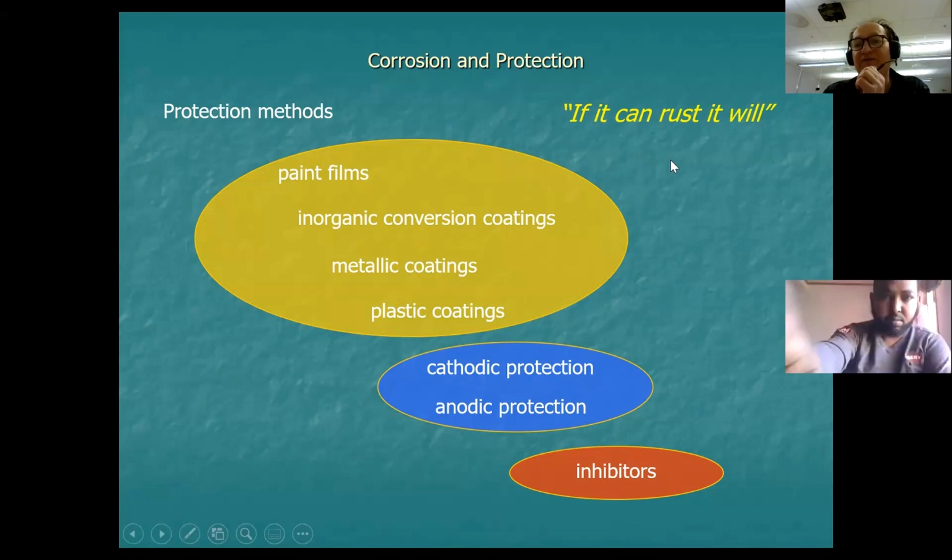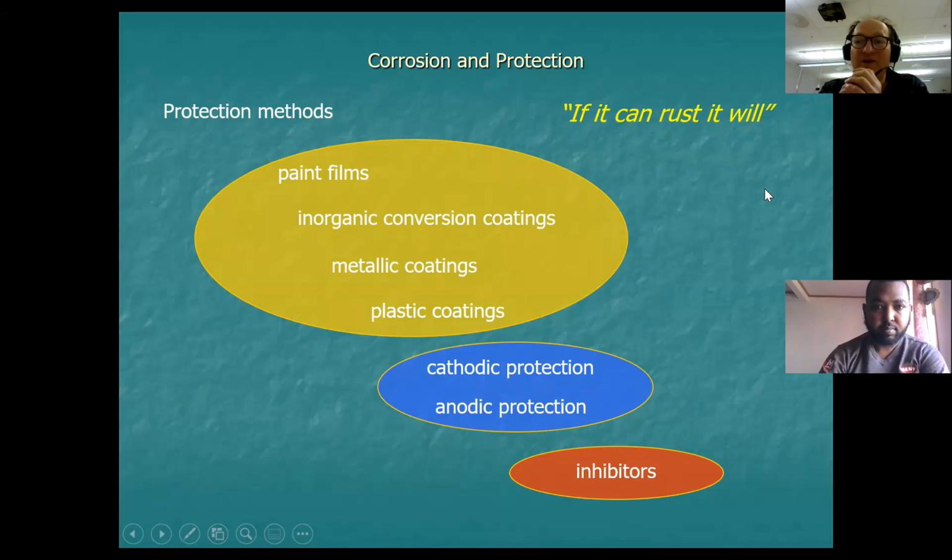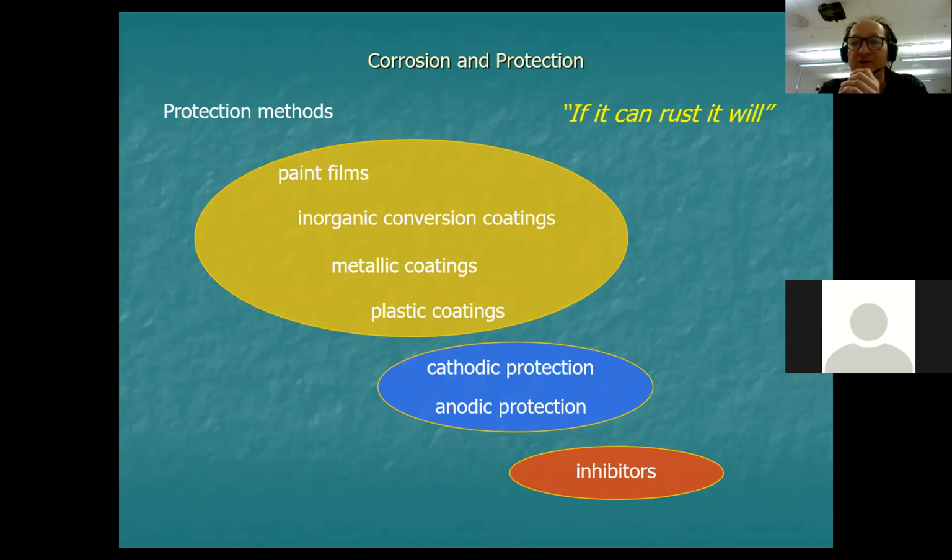So the famous statement, if it can rust, it will rust, is always true. There's always going to be the possibility of rust with iron, and corrosion if it's another metal like aluminium or titanium or other alloys. And in the big bubble, we have some preventative measures which we could take for preventing corrosion and also for preventing rust from happening. The obvious one is to paint the object.